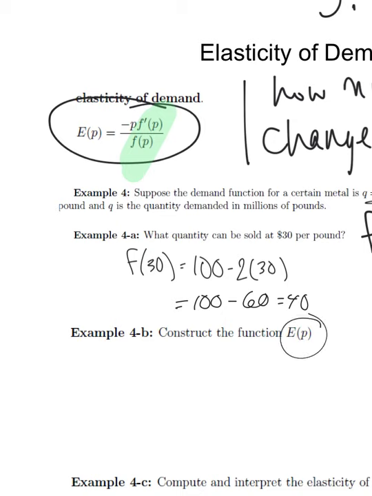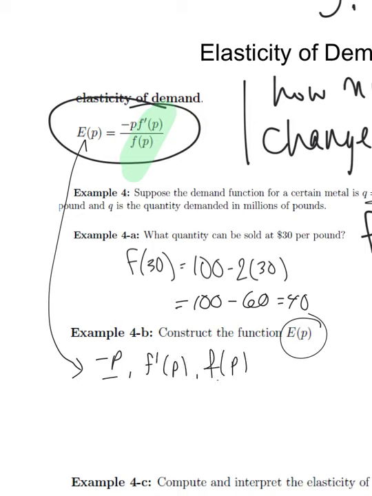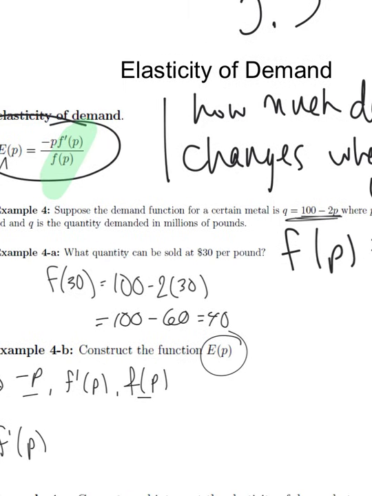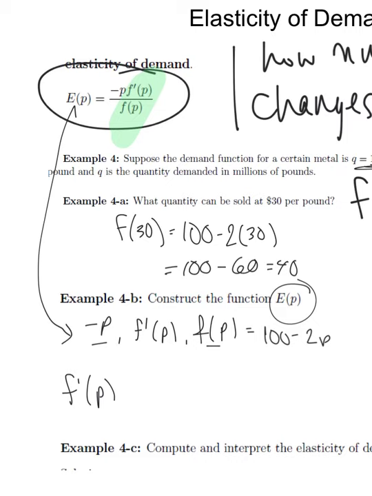All right, so now we're going to develop that E of P. We're going to use this equation to develop the E of P. So things we need to know are negative P, just our variable, F prime of P, and F of P. Now these two we technically already have. So the only thing we really need to find is that derivative. And luckily we're always going to be dealing with a linear function in this case. So here our F of P is 100 minus 2P. And so our derivative, pretty straightforward, is just negative 2. There's not much to it. So when we develop our E of P, it's negative P times negative 2 over that original function.